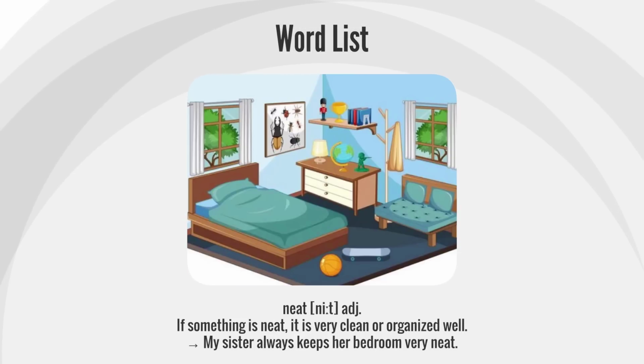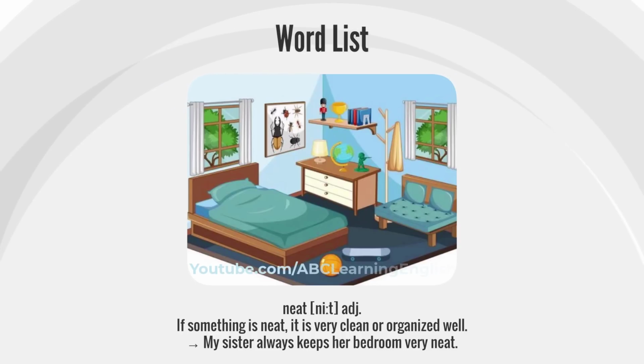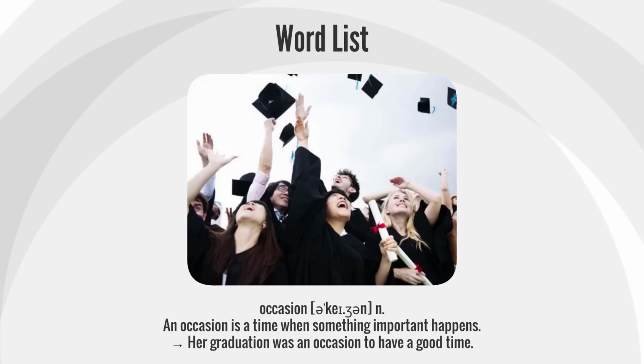Neat. If something is neat, it is very clean or organized well. My sister always keeps her bedroom very neat. Occasion. An occasion is a time when something important happens. Her graduation was an occasion to have a good time.